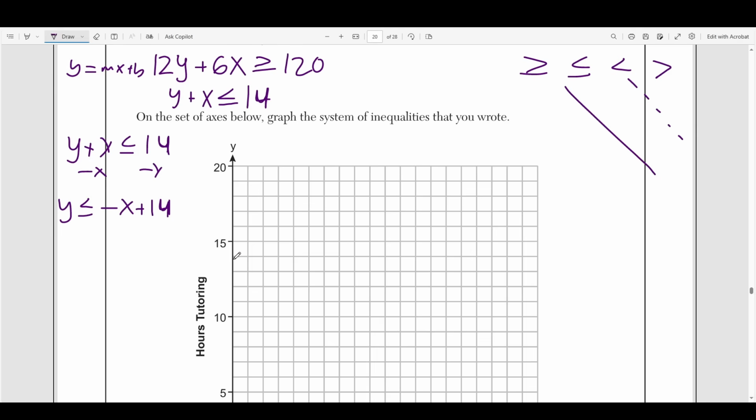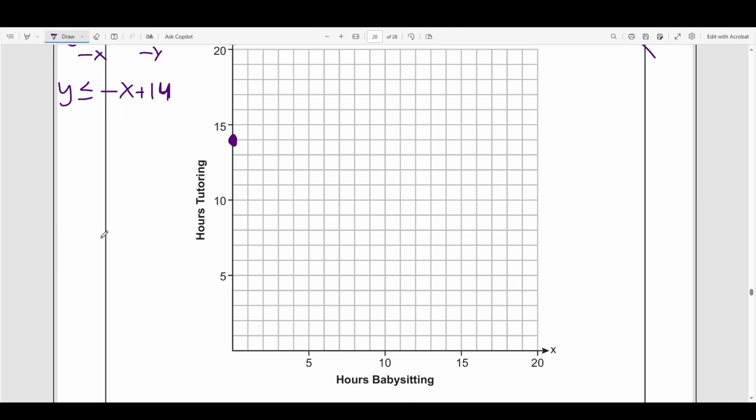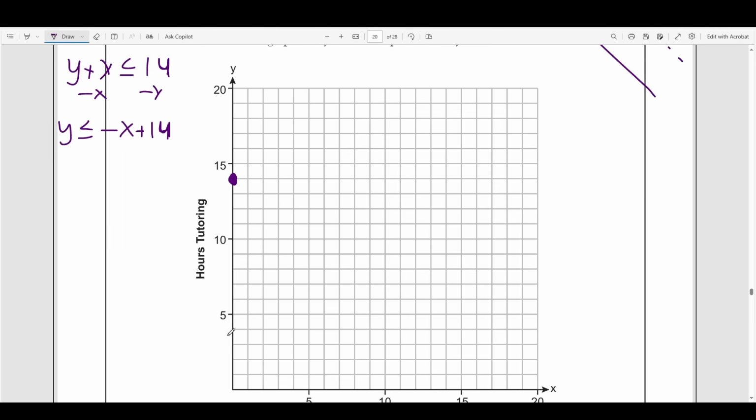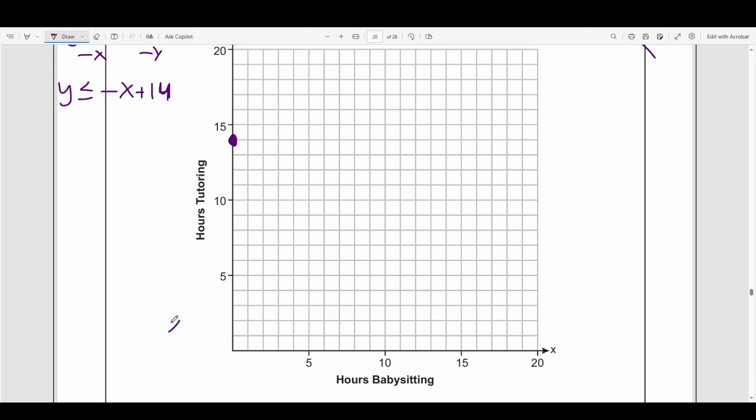So if this is the y-axis, the first point has to be at 14. Then we're decreasing by 1. Now, at this axis x is equal to 0, and at this axis right here, y is equal to 0. So when y is equal to 0, we know that x has to equal 14, because the only way to make negative x plus 14 equal to 0 is by making x 14.